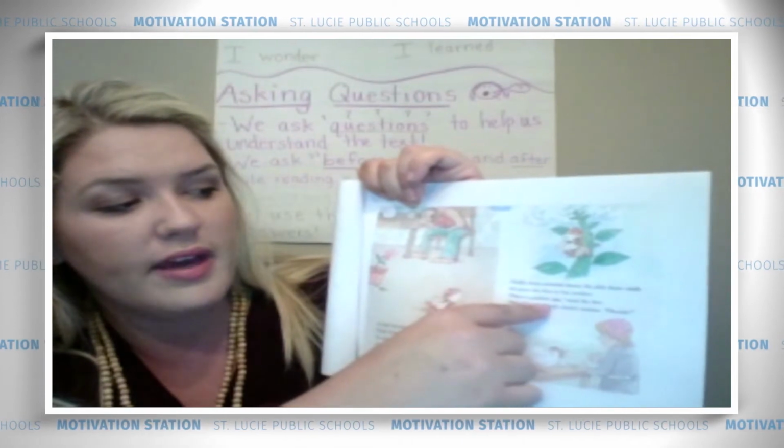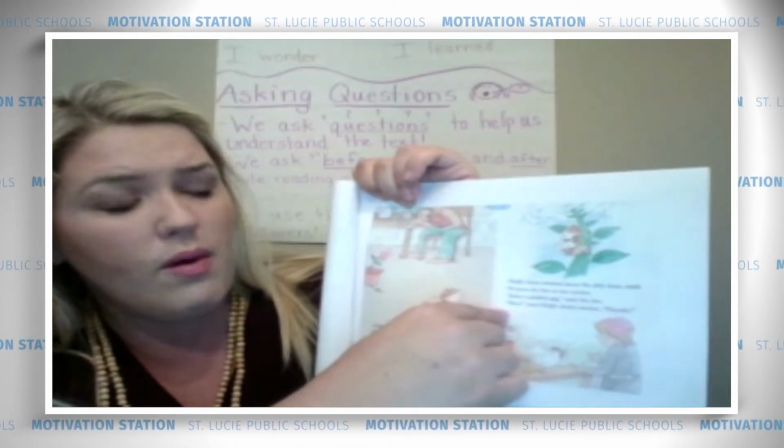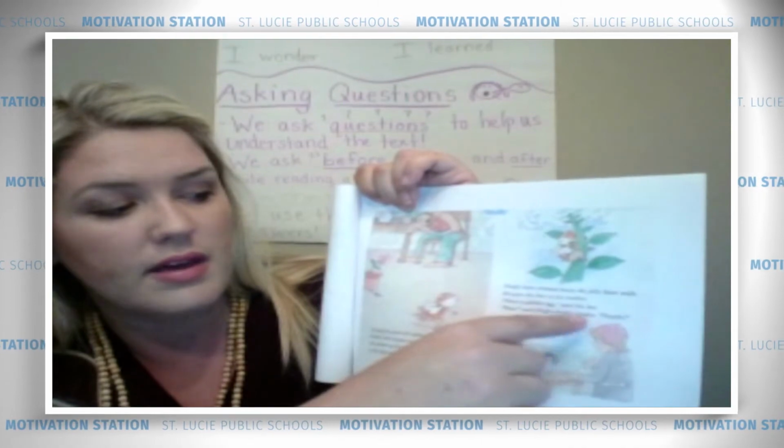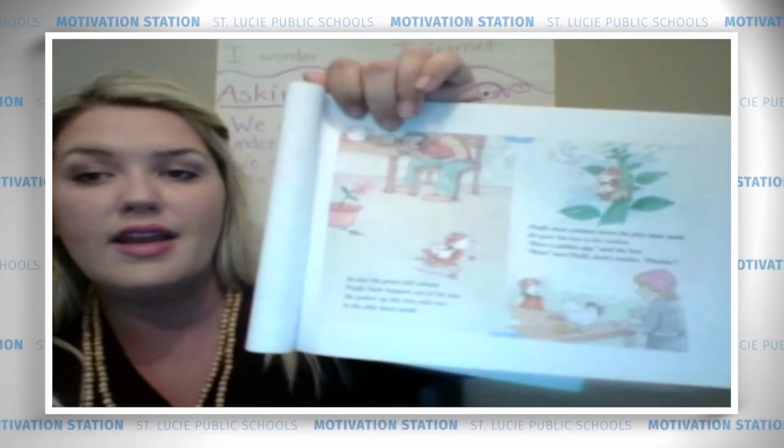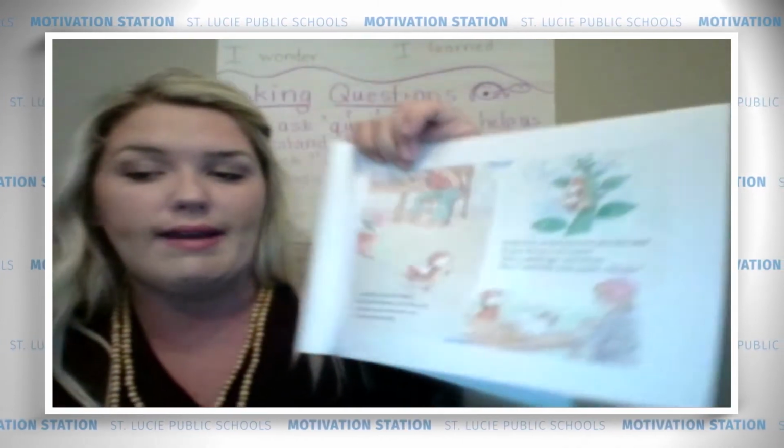"Have a golden egg," said the hen. "Wow," said Fluffy Jack's mother. "Thanks." So the hen actually gave Jack and his mom a golden egg. Let's see what happens next.